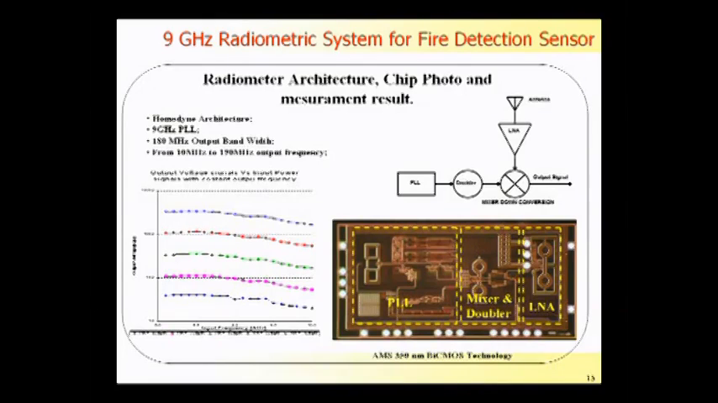And here you can see the test on the chip, which shows that we have a 180 megahertz output bandwidth, from 10 to 120 output frequency. We can see that we are able to detect a power input of around minus 85 dBm. So it is very sensitive, and it works really well, as expected.